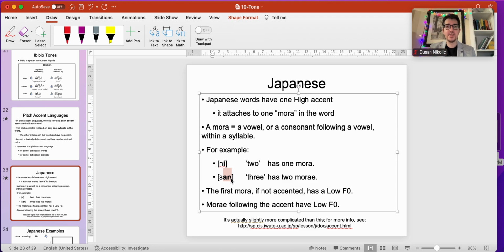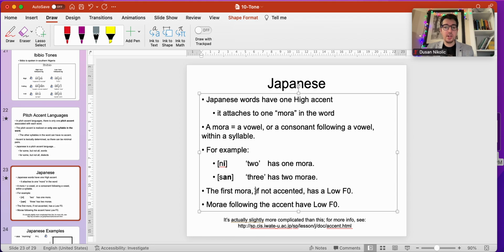Simplistically, or in simple terms, mora is a vowel or a consonant following a vowel, right? That's how you should remember it, but it's actually some kind of a metric unit and a tone-bearing unit. In our case, it is a pitch accent bearing unit. It bears some pitch accent.